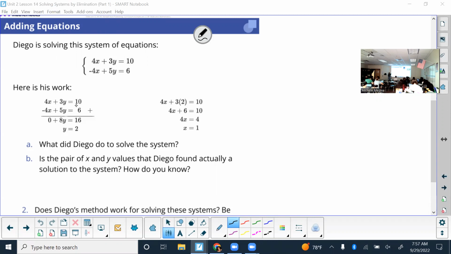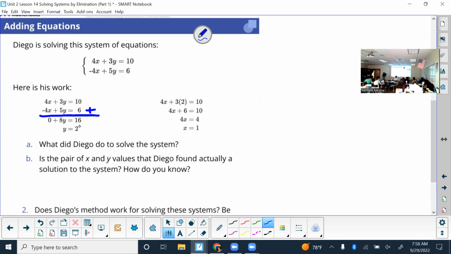No, what does it look like he did? He used the two equations that he had. He added them together. 4x minus 4x is 0. 3y plus 5y is 8y. 10 plus 6 is 16. And then he got y.